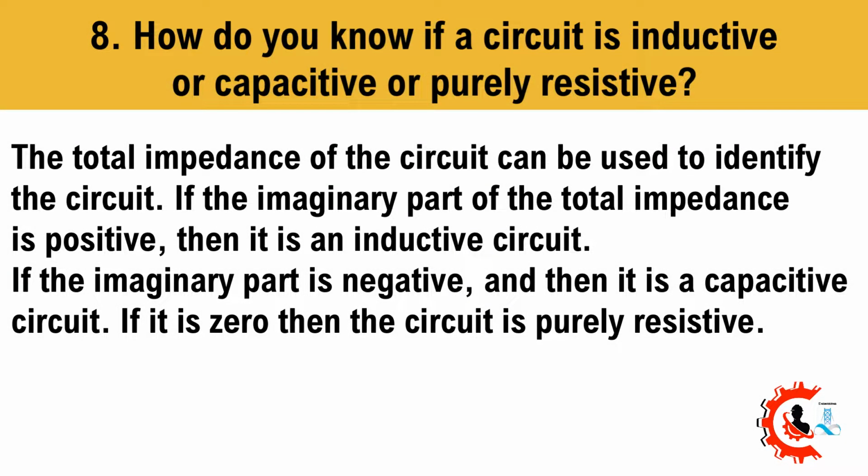8. How do you know if a circuit is inductive or capacitive or purely resistive? The total impedance of the circuit can be used to identify the circuit. If the imaginary part of the total impedance is positive, then it is an inductive circuit. If the imaginary part is negative, then it is a capacitive circuit. If it is 0, then the circuit is purely resistive.